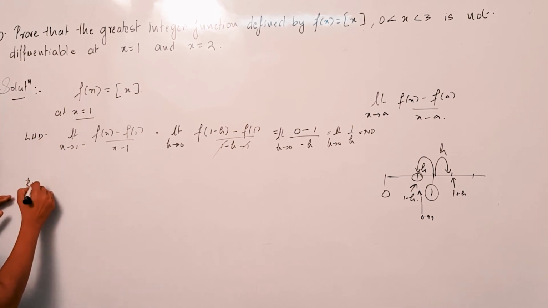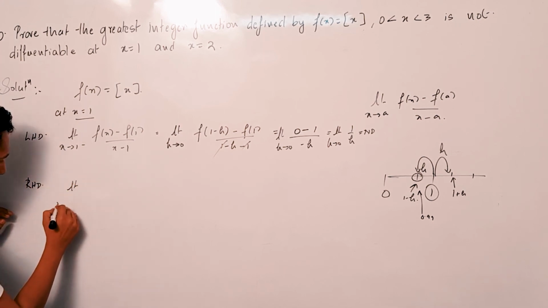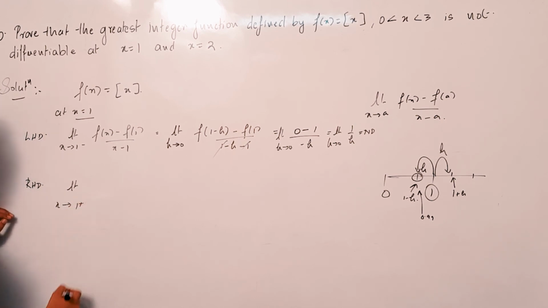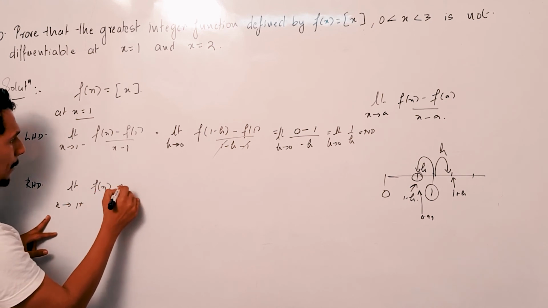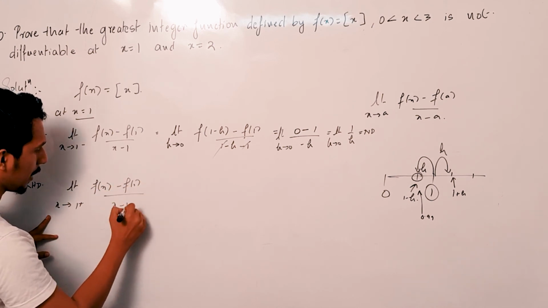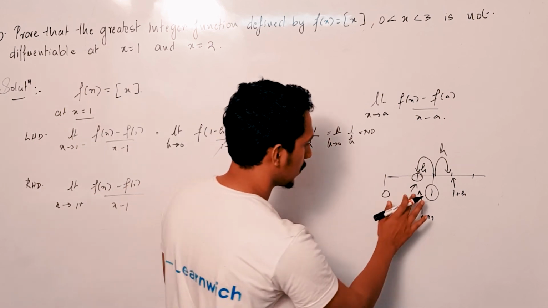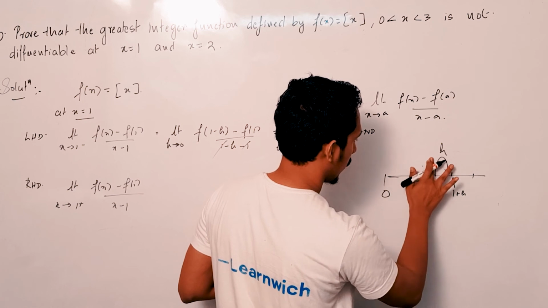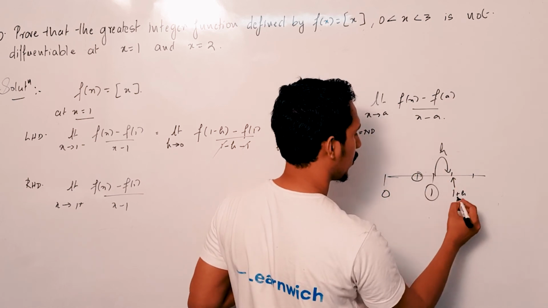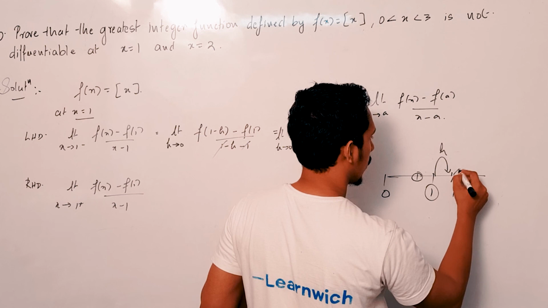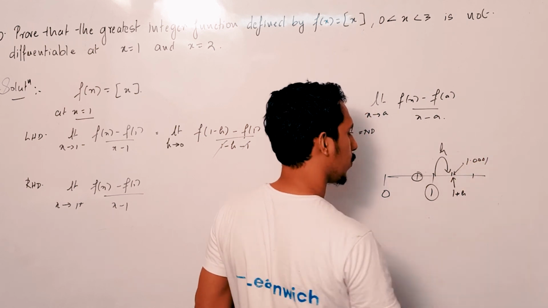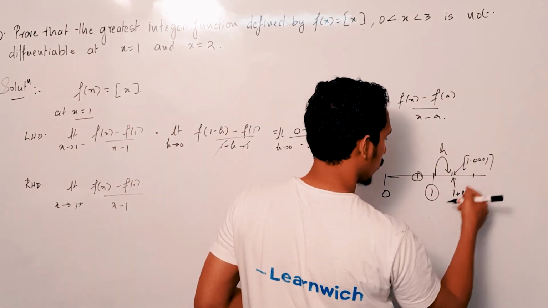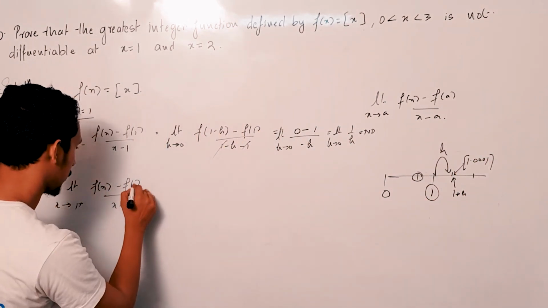Now the right hand derivative is limit x tends to 1 plus, f of x minus f of 1 divided by x minus 1. Now this point is gone. I'm taking a new point that is towards the right side of 1. Let it be 1.0001, whatever it be. If you apply the greatest integer function here, it will jump back to 1 itself.